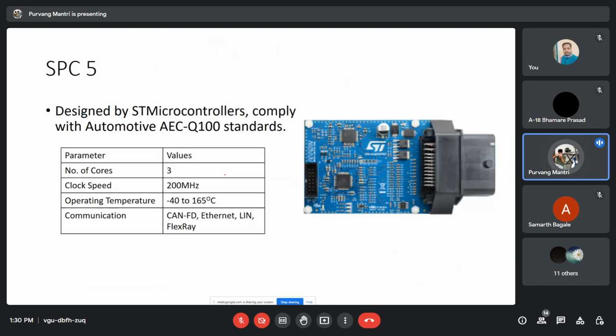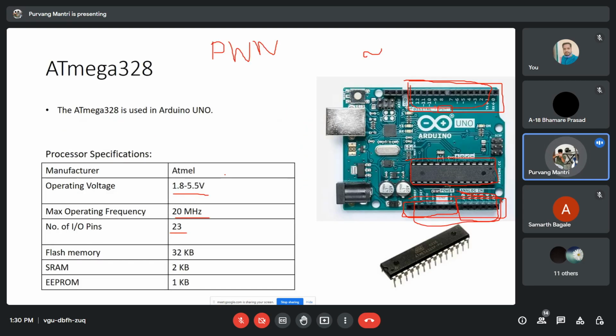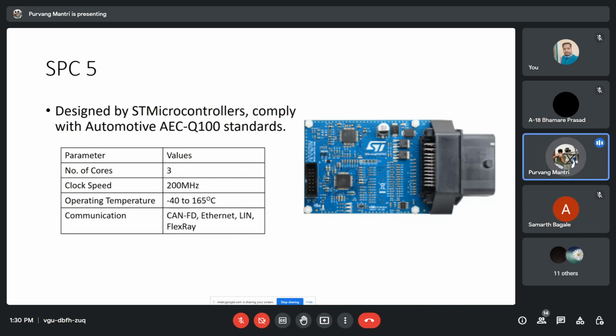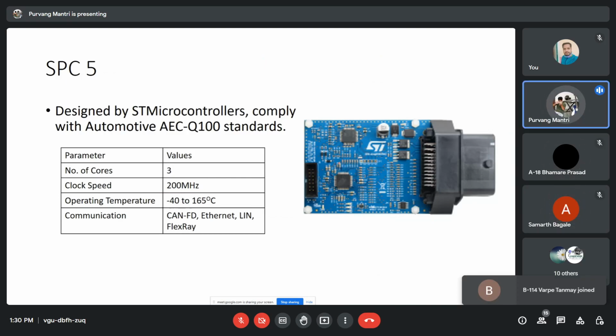Okay, so then we have SPC5. This is a standardized microcontroller for applications in automobiles or vehicles. This is a basic one; for small scale model projects, Arduino is highly preferable. But when it comes to implementing microcontrollers or electronics in our vehicles, we need to use microcontrollers which are AEC Q100 standardized.